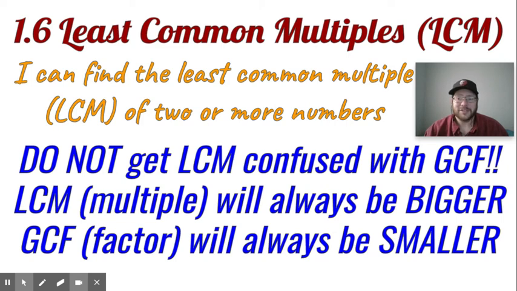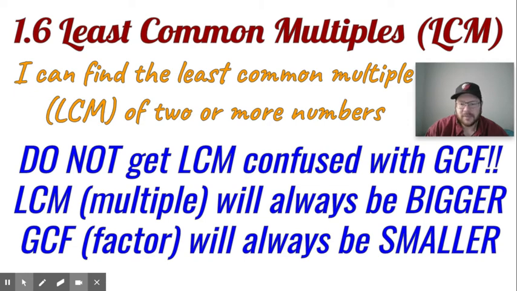Well, ahoy there, mateys. We're going to go over least common multiple. What we're going to do is find the least common multiple of two or more numbers. Make sure you don't get least common multiple or LCM confused with the greatest common factor. We just did greatest common factor in 1.5.